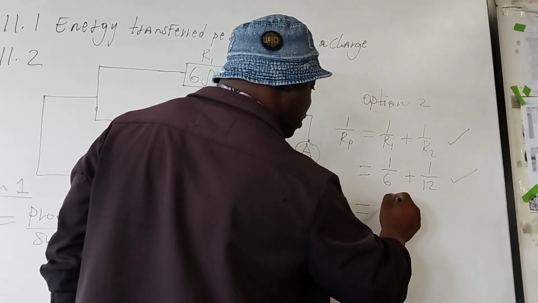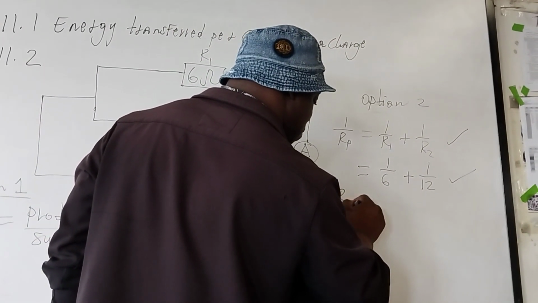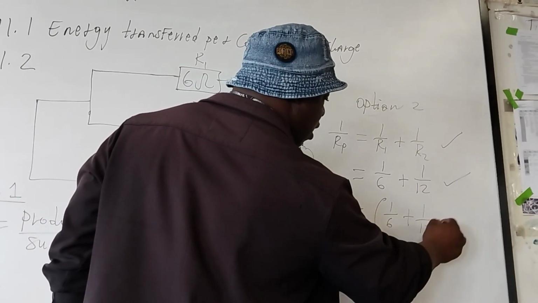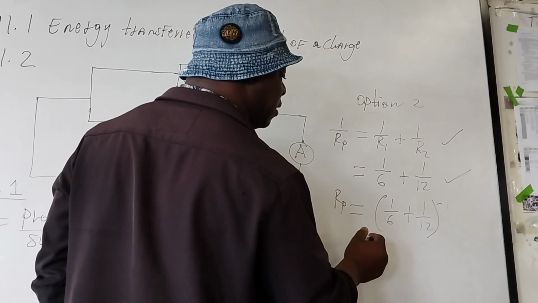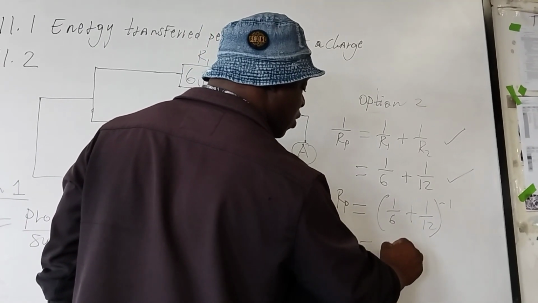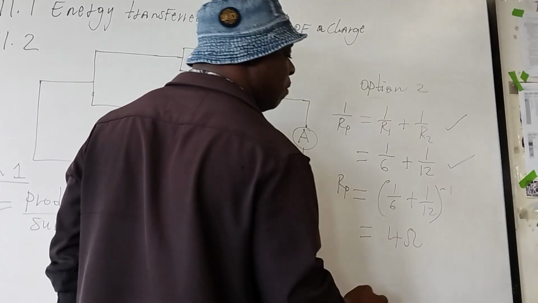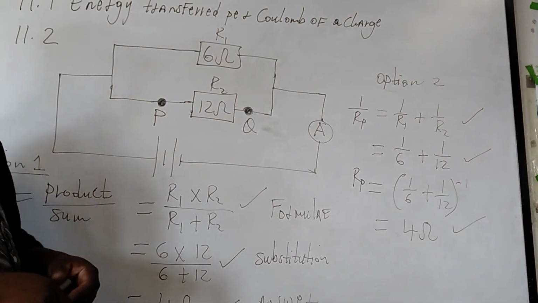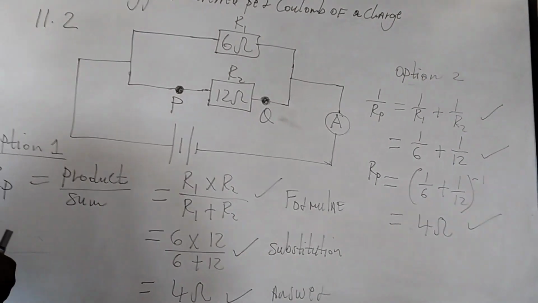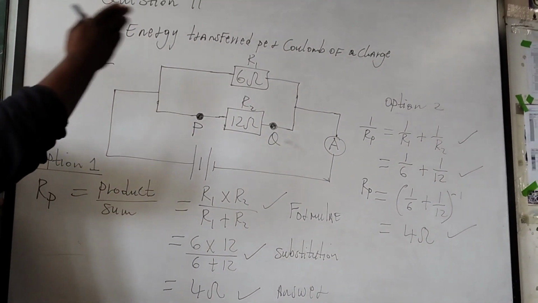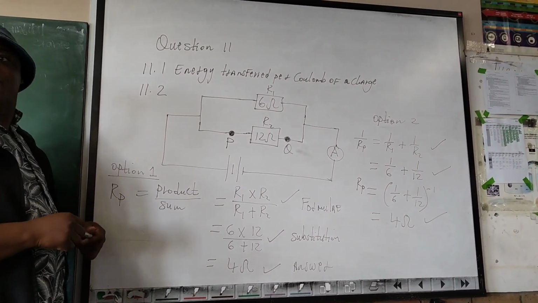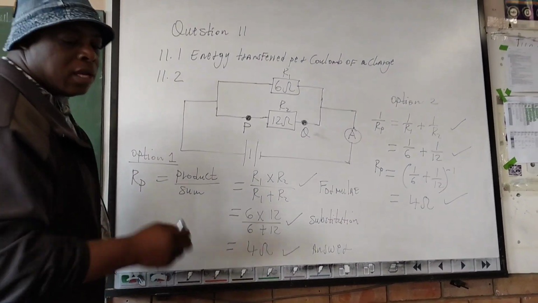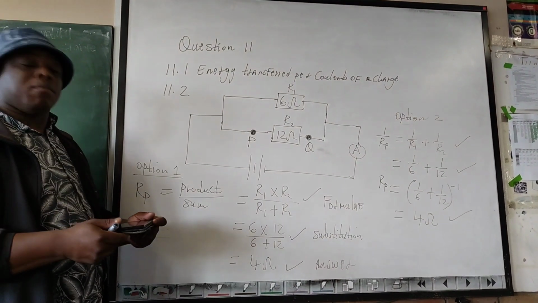So therefore, you can say Rp, in this case you take the inverse, it's 1 over 6 plus 1 over 12 raised to exponent minus 1, right? Then we should be able to get 4 ohms. Can you confirm? Yes. With your calculator? Then we have a total of 3 marks. So just indicate option 1, then option 2. Right, that's the first question. Okay. Shall we move on to the second one?